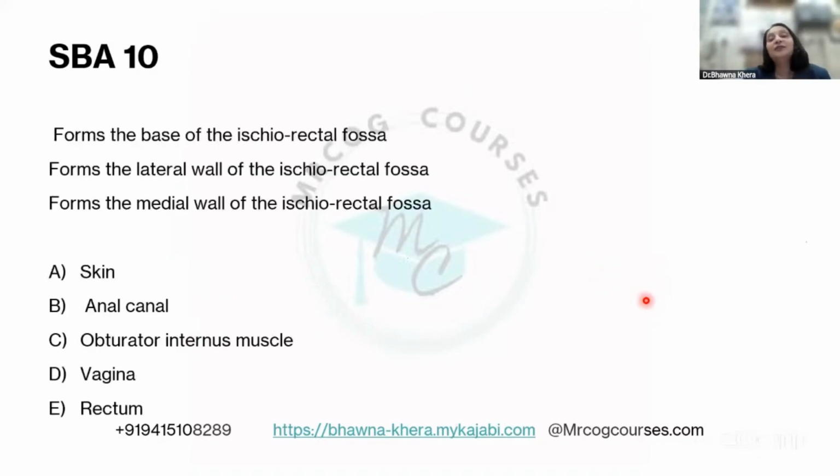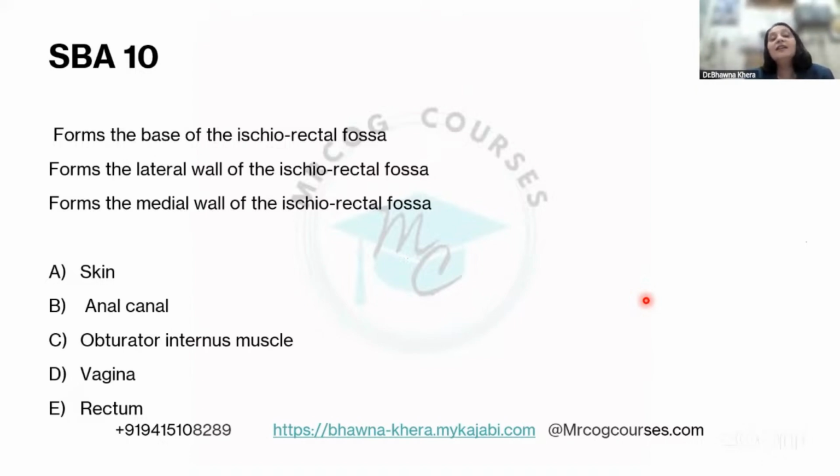Okay, so coming to the SPA 10. Important question. Here, in this slide, there are 3 questions with the same options. First we'll talk about what forms the base of the ischiorectal fossa. Is it the skin? Is it the anal canal? Or is it the obturator internus muscle? So it's the skin which forms the base of the ischiorectal fossa.